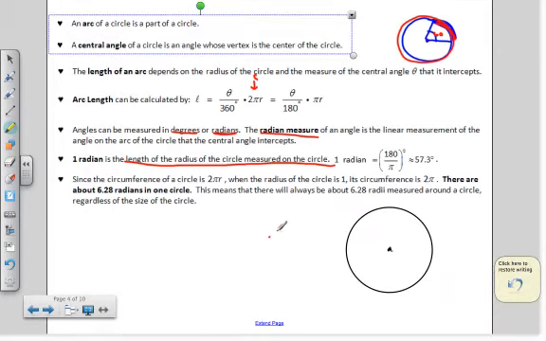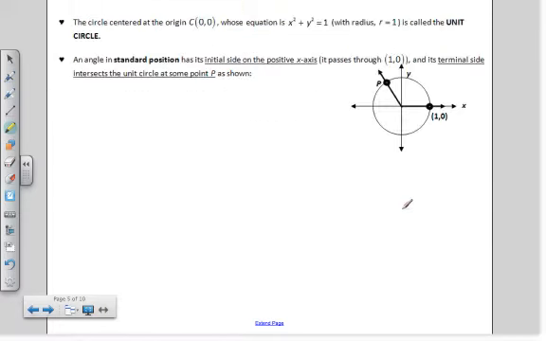All right, since our circumference is 2 pi r, when the radius of our circle is 1, then the circumference is 2 pi. So there are approximately 6.28 radians in one circle. This means there's always going to be about 6.28 radii measured around the circle. Nice little information for you.